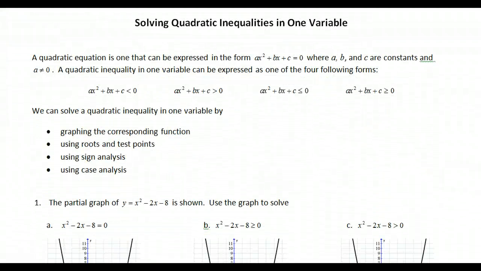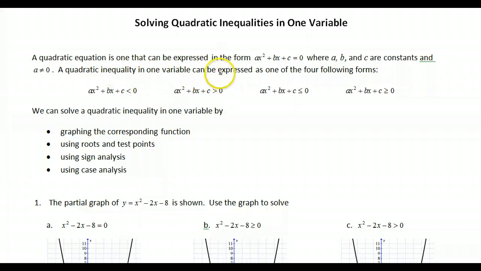Okay, so how do we solve quadratic inequalities in one variable, which is really the point of what we're doing? A quadratic equation is one that can be expressed in the form ax squared plus bx plus c equals 0, right? We've been studying quadratic equations to this point. A, b, and c are constants, and a can't be 0. If a were 0, then that would take out the quadratic term, the squared term.